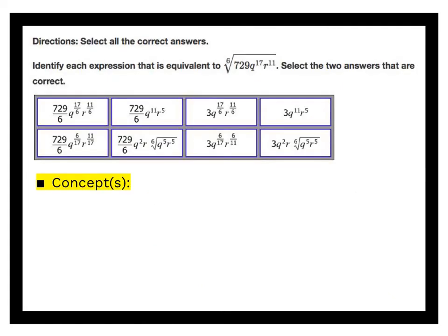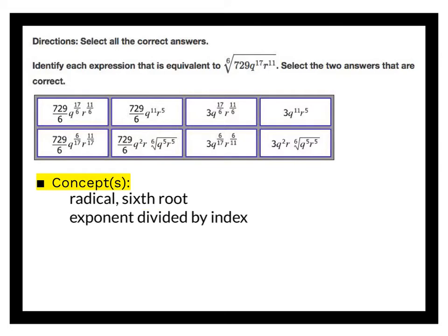Okay, another radical question. So this is a 6th root. The concept we're dealing with here is, first of all, the 6th root. So we're finding what to the 6th power equals all of this. And we've just gone over the other concept, which is rational expressions, that you take and divide the exponent by the index, and that simplifies that expression. Let's give it a try.